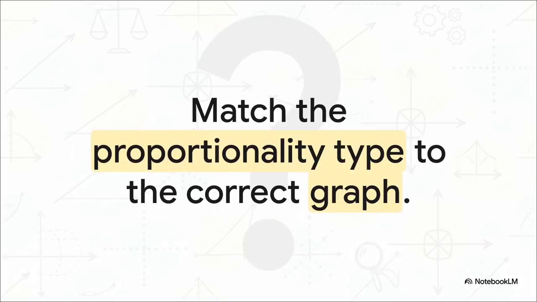So what's the actual challenge here? Well, it's essentially a direct puzzle. The exam paper is tasking us with matching 4 different types of proportionality, which are listed out in a table, to the correct visual graph shape labeled A, B, C, and D. It's kind of like matching faces to names, but with math.